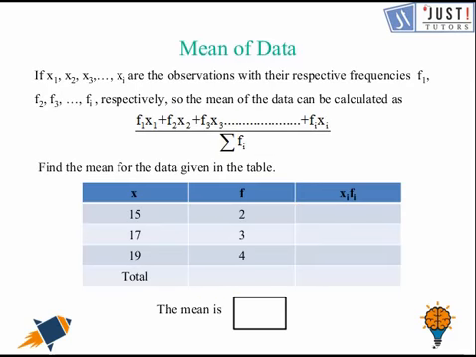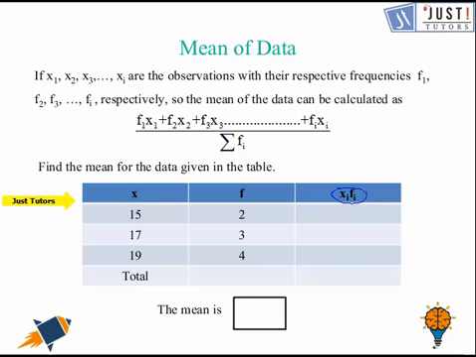Now let's move on to the next slide. Sometimes the observations are grouped with the respective frequencies. In that case we need to find Σ xi fi. That means we need to multiply all the observations with their respective frequencies, and then divide that total of xi fi by the total of the fi's. Let's try to understand it with the help of an example again.